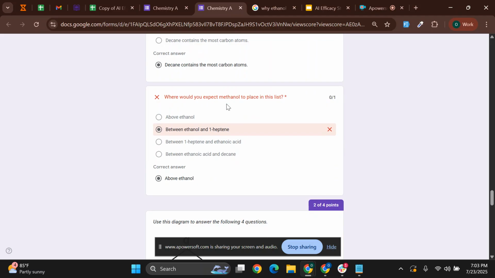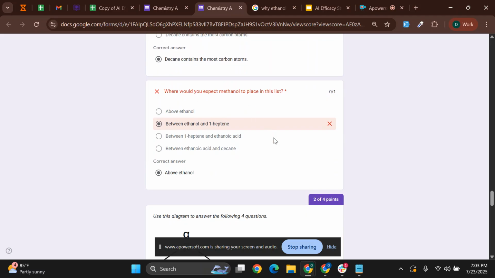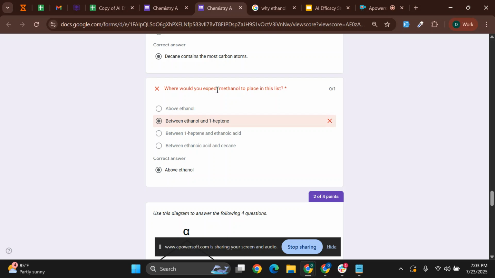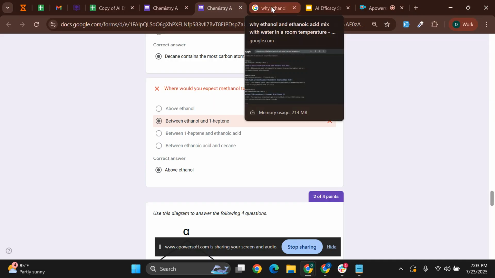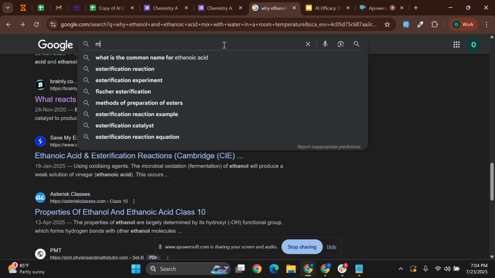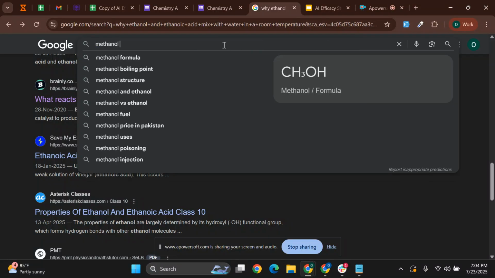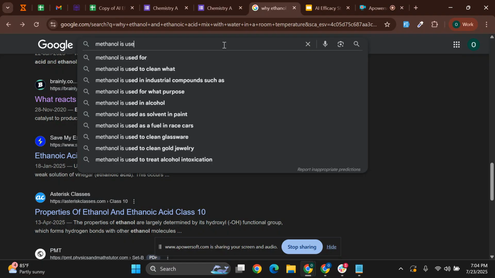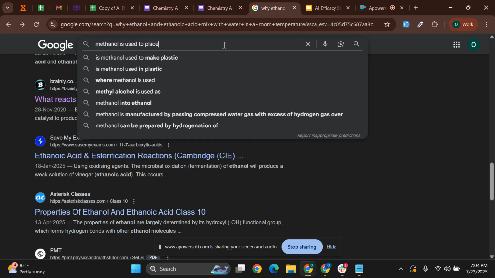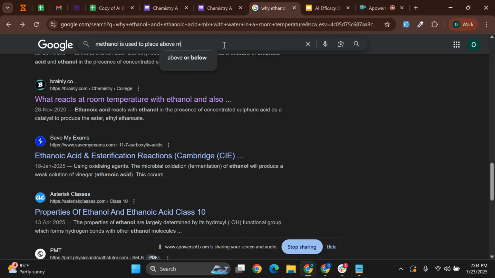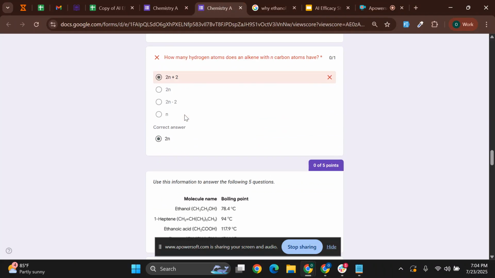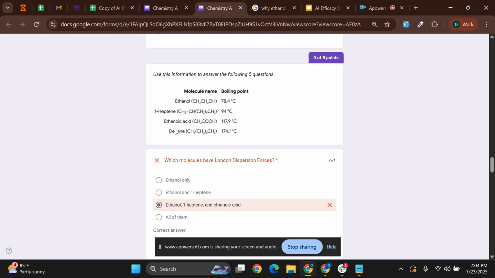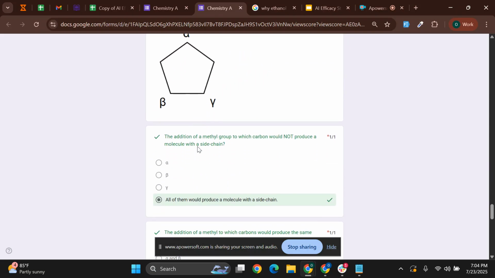Where would you expect methanol to place in this list, above or below ethanol? Methanol is used to place above. This question I think doesn't make any sense because I have to provide this picture.